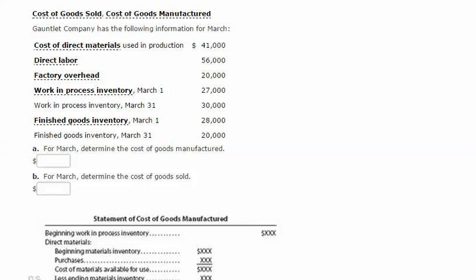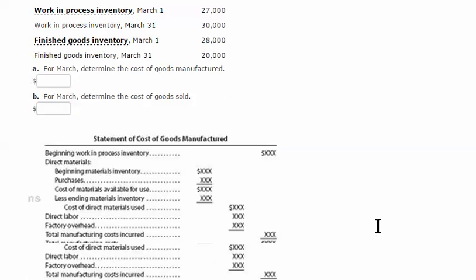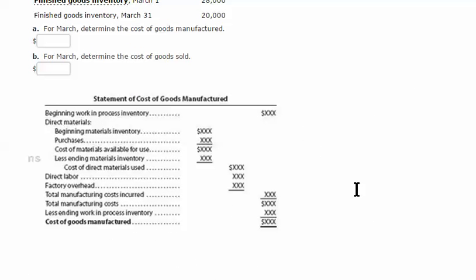This question is asking us to prepare a cost of goods sold and a cost of goods manufactured. Before we can determine the cost of goods sold, we must calculate the cost of goods manufactured. We're going to take the beginning work in process. We'll add to that those costs associated with the product costs, which are our direct materials, direct labor, and our factory overhead. I've clipped from the textbook the format of that financial statement.